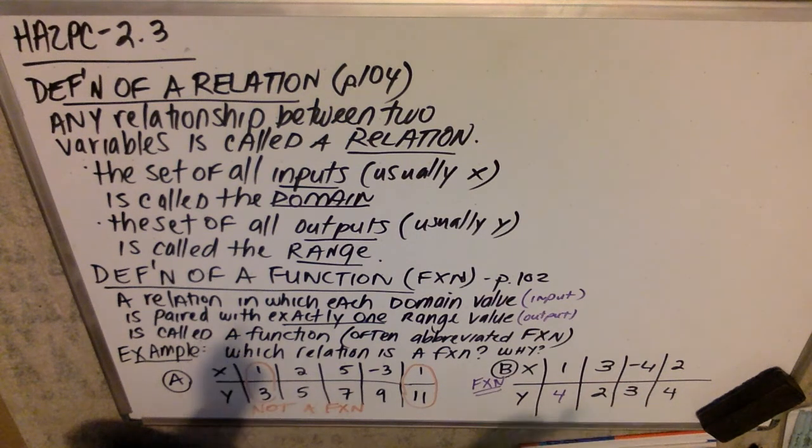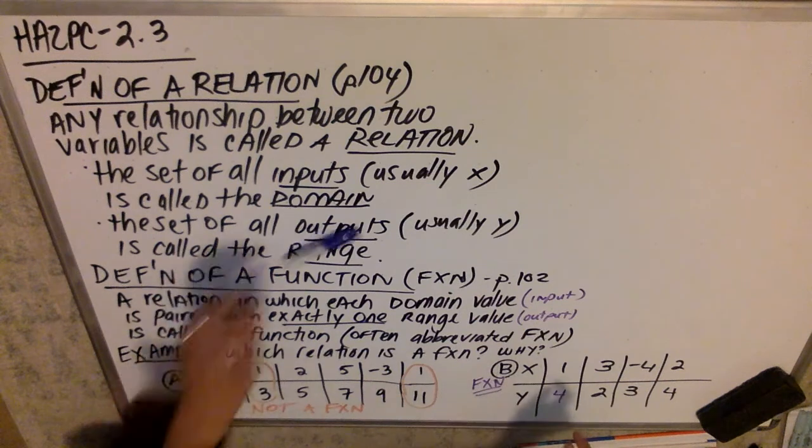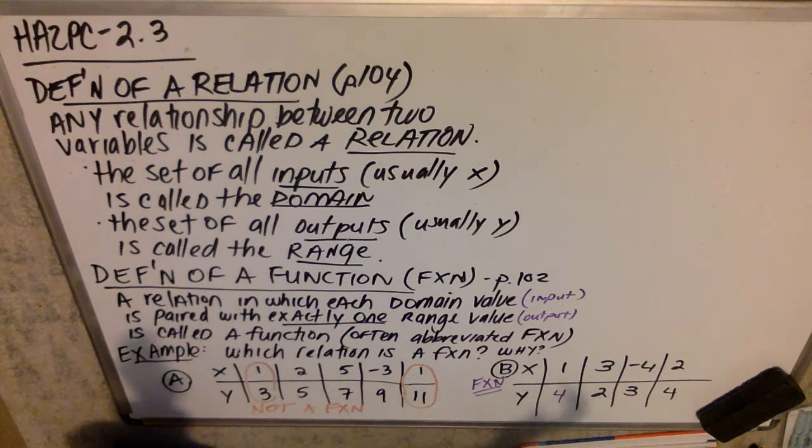You also answer 4 is irrelevant. The point is that for each input, there is a specific, unique output. When I say 1, you say 4. When I say 3, you say 2. When I say -4, you say 3. When I say 2, you say 4. There's no confusion. There are no different outputs for a single input. And that's what makes something a function.